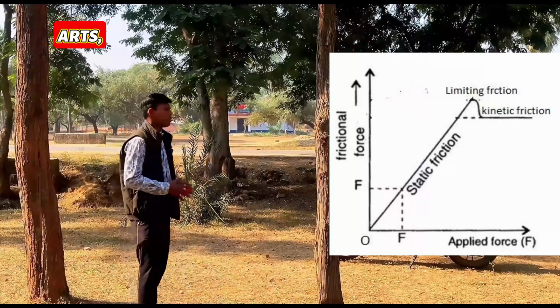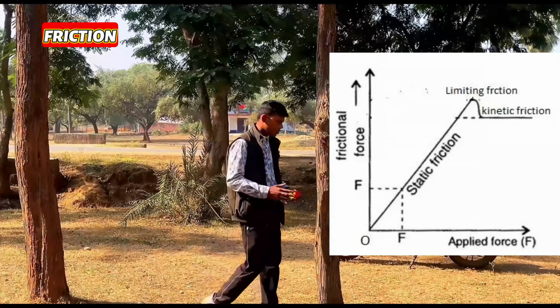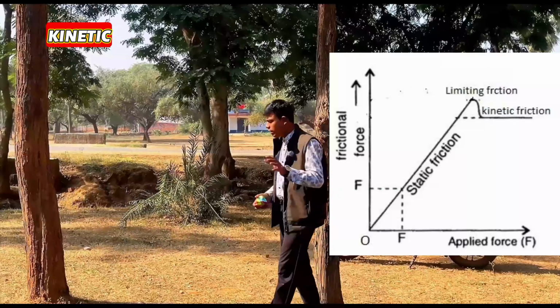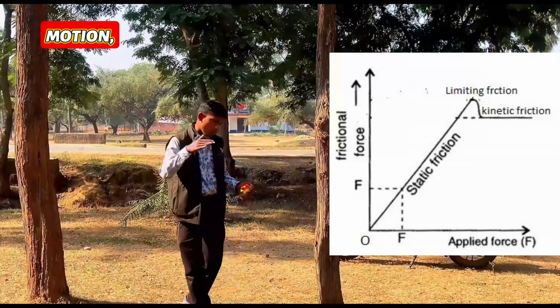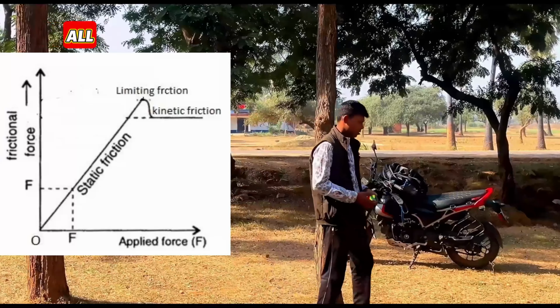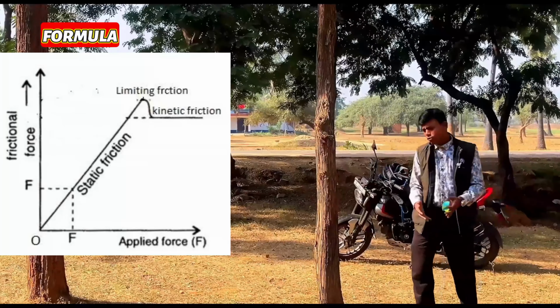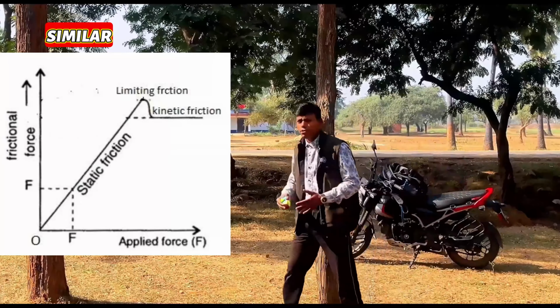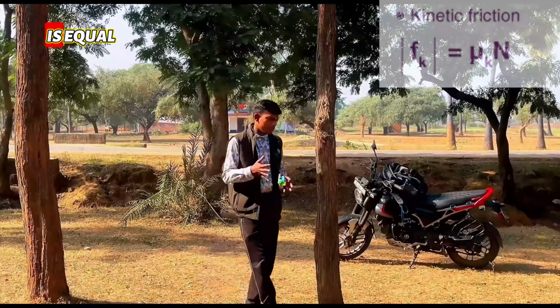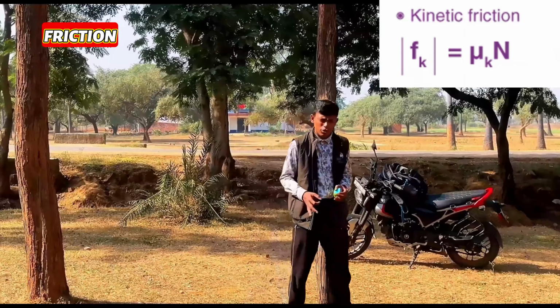And now coming to kinetic friction. Kinetic friction is slightly lesser than the limiting friction. All right, so kinetic friction is an amazing thing. When the object is in motion, it experiences kinetic friction. And the formula of kinetic friction is similar to limiting friction. Kinetic friction is equal to the coefficient of kinetic friction times the normal reaction.